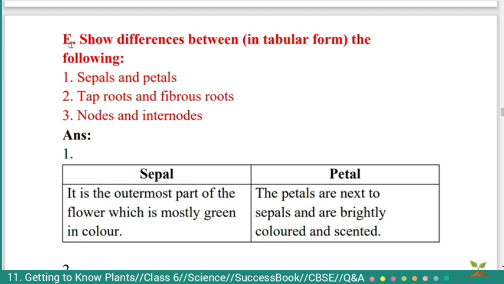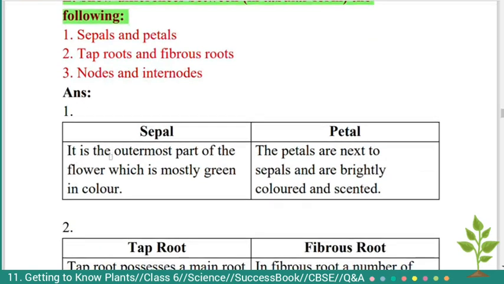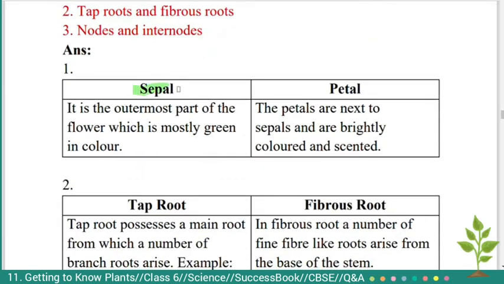Next main, E. Show differences in tabular form between the following. First one, sepals and petals. Second, taproots and fibrous roots. Third, nodes and internodes. First difference, sepal and petal. What are sepals? It is the outermost part of the flower which is mostly green in color. Whereas the petals are next to sepals and are brightly colored and scented.